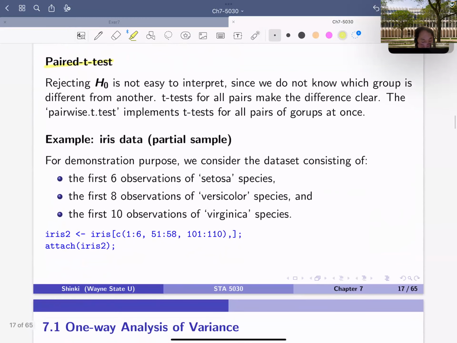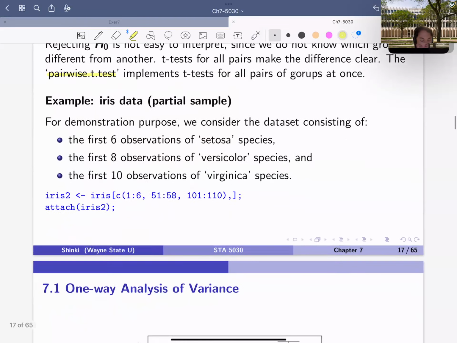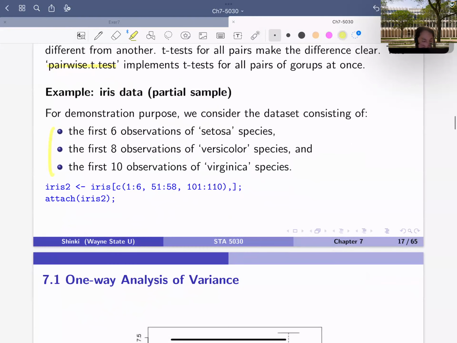And this pairwise.t.test function implements the t-test for all pairs of groups. So basically, it's the same as the t-test discussed in chapter 5, but slightly different, so I will discuss it in a little more detail. The difference between these 3 species is so clear. Yeah, the difference between the 3 groups is so clear.